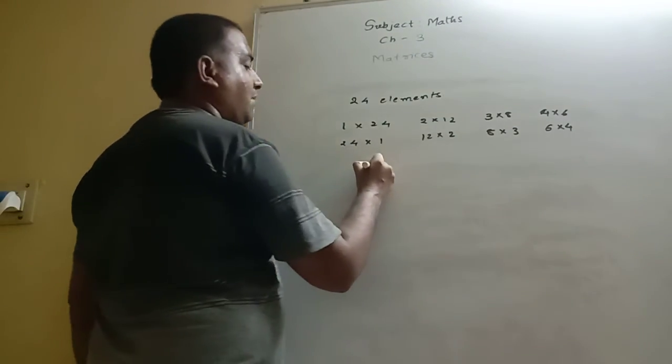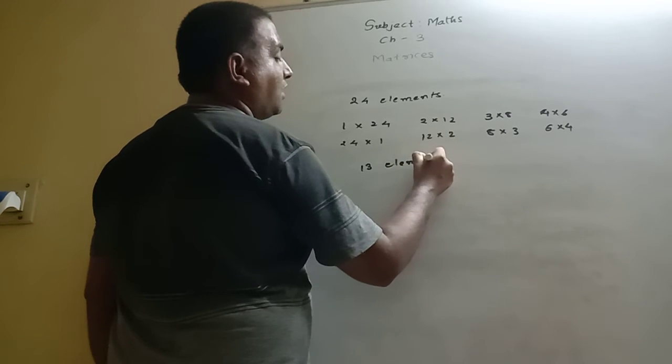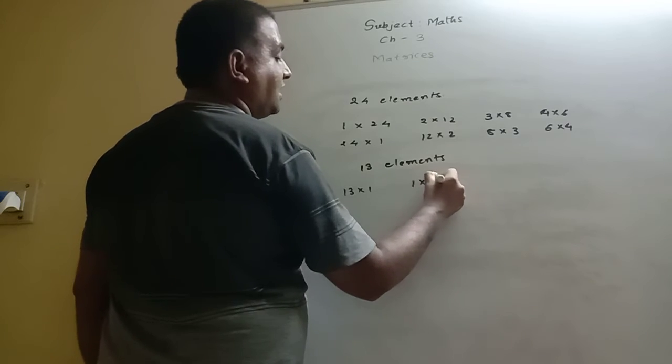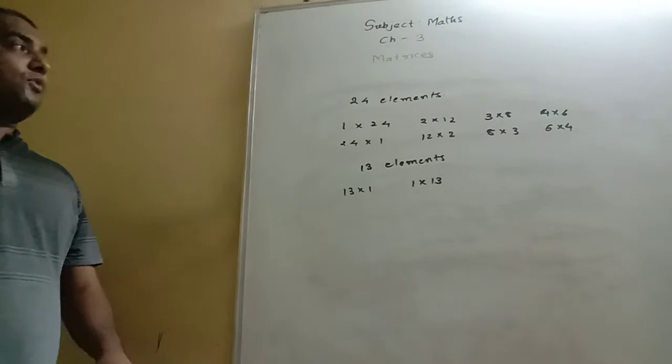Now another question: what if it has 13 elements? So if it has 13 elements, think of the factors of 13. They are only 13 and 1. So only 2 matrices are possible.